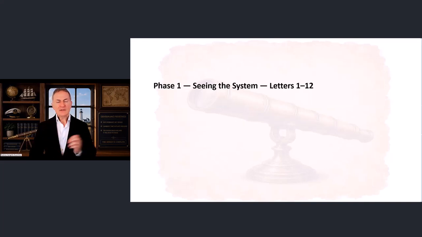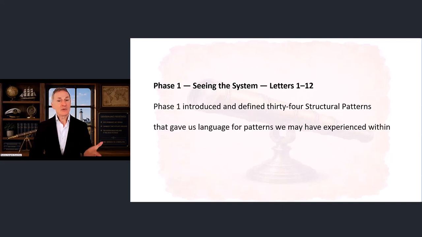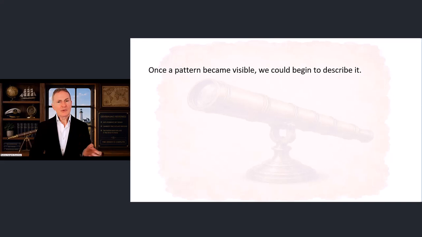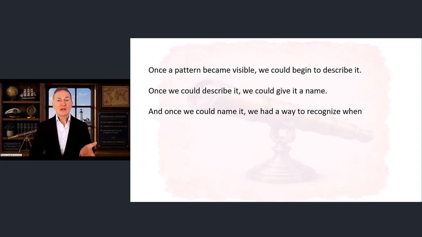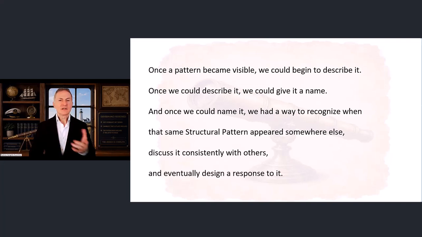Phase 1, seeing the system, letters 1 to 12. Phase 1 introduced and defined 34 structural patterns that gave us language for patterns we may have experienced within organizations for years without recognizing what they represented. Once a pattern became visible, we could begin to describe it. Once we could describe it, we could give it a name. And once we could name it, we had a way to recognize when that same structural pattern appeared somewhere else, discuss it consistently with others, and eventually design a response to it.